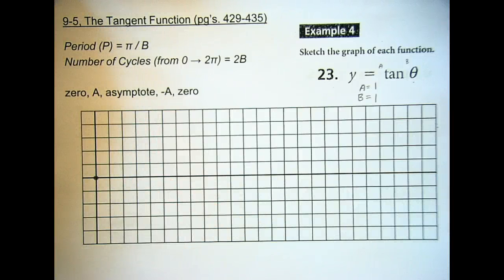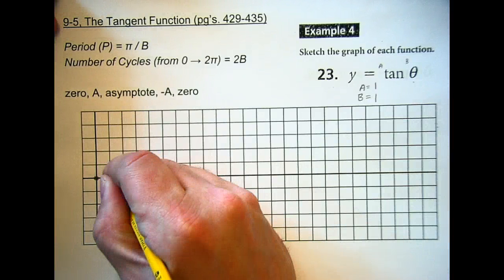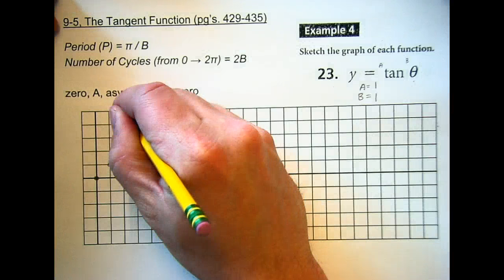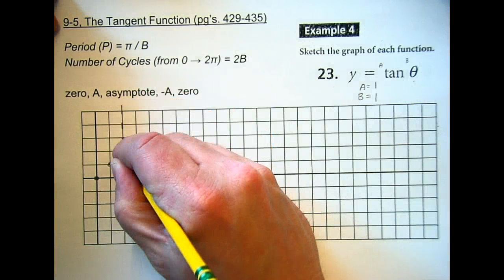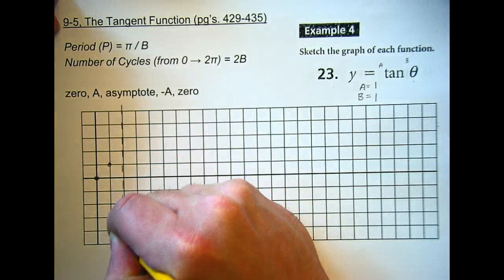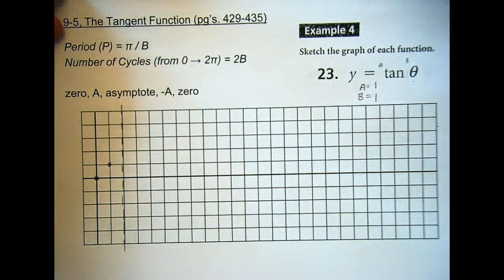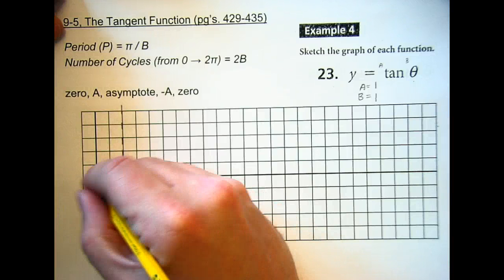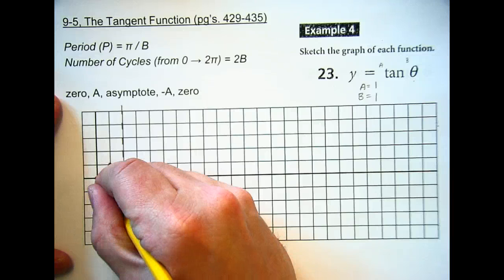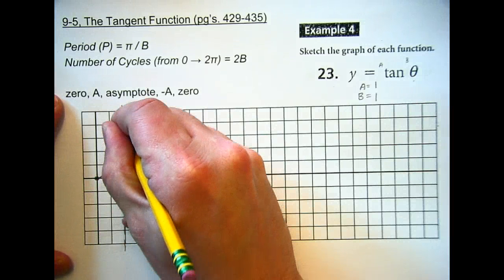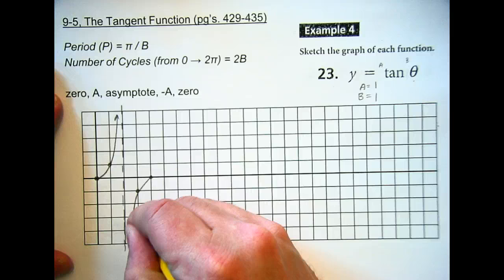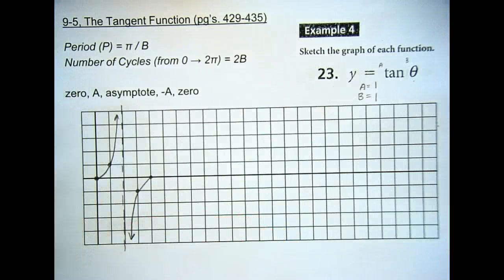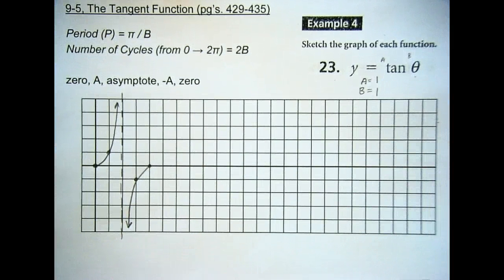Okay, so 0. What's our A term? Everyone, what's our A term? 1, so we go to 1. Asymptote, we're going to go through and just put that dashed line there. Negative A and 0. Okay, and we graph. Bless you. Bless you. Yeah, we frown on that. Okay? So there we got it.